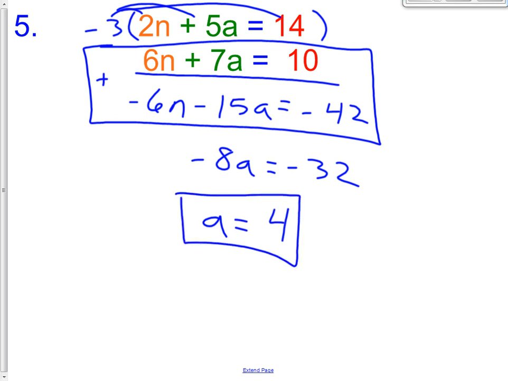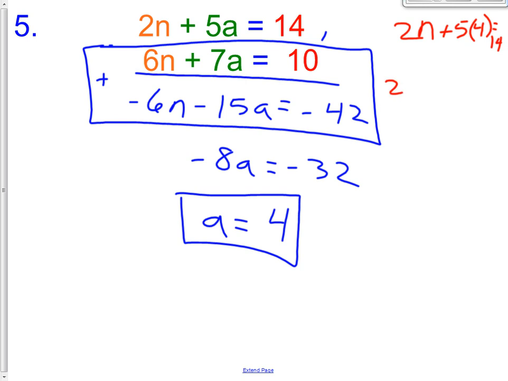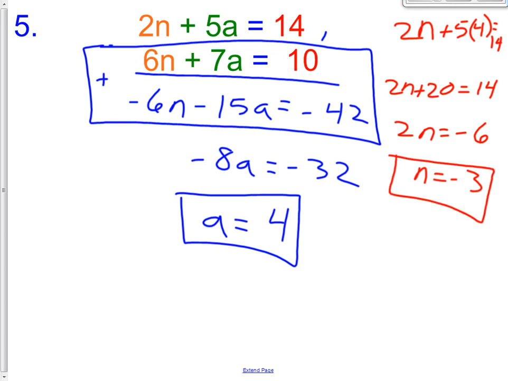A equals 4. My other answer, I could use either of these two equations to substitute A in. It doesn't matter which one you use. I will use the top one. 2 times n, which we don't know, plus 5 times a, which we do know, a is 4, equals 14. So 2n plus 20 equals 14. 2n equals a negative 6 when I subtract 20 from both sides. So n equals a negative 3. So our answer is a equals 4, n equals a negative 3.